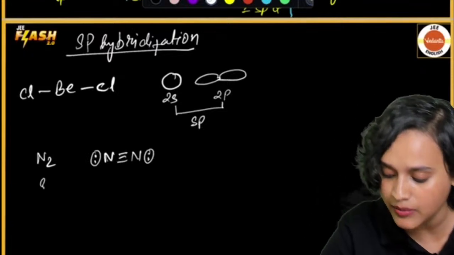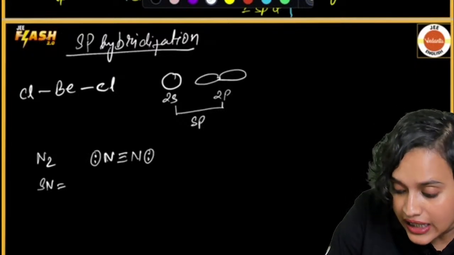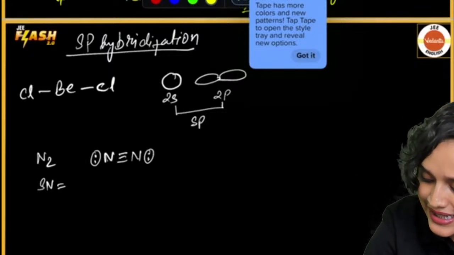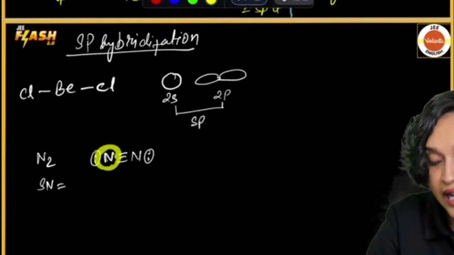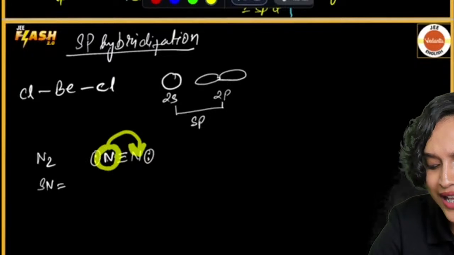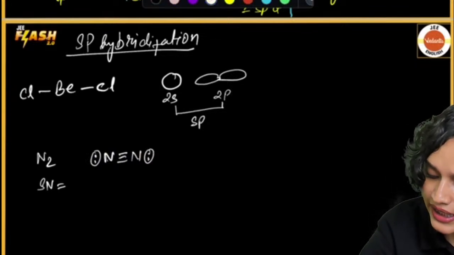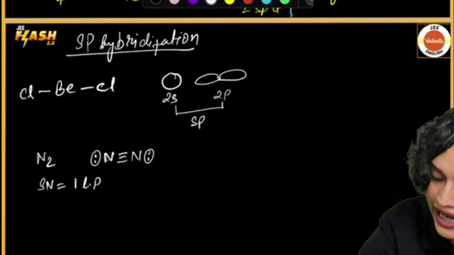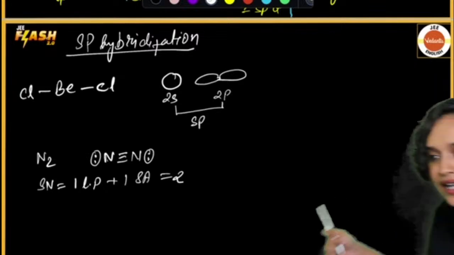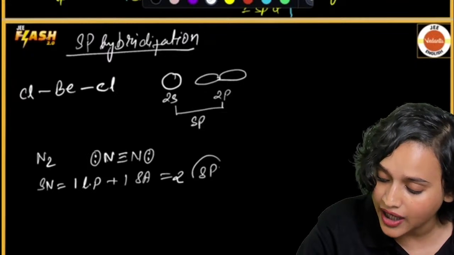Now calculate the steric number here, everybody. This is our nitrogen. Near to this nitrogen, the surrounding atom is this. So it has only one surrounding atom, and it has one lone pair here. So I can write it as one lone pair plus one surrounding atom. Our steric number becomes 2. And if steric number is 2, that means we will get sp hybridization, isn't it?